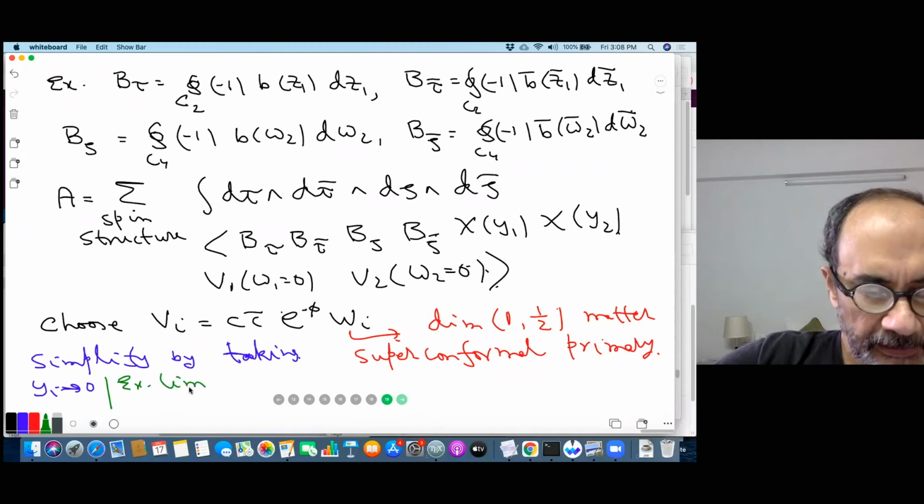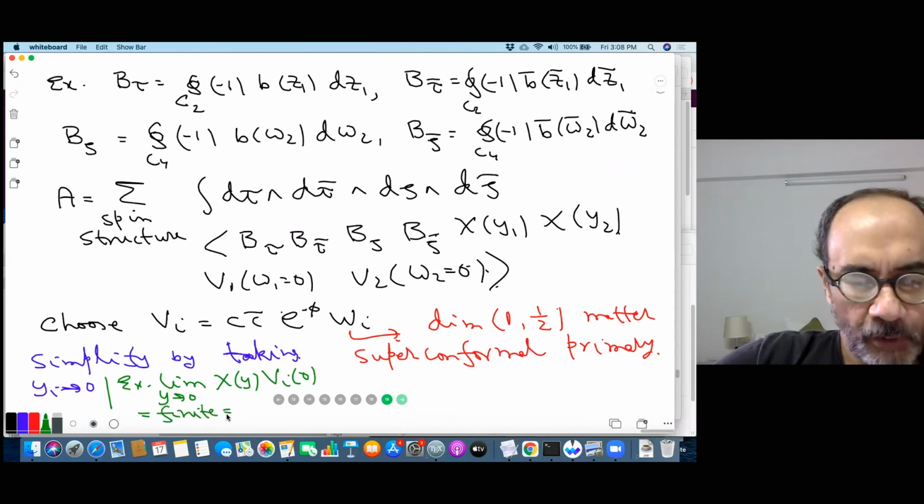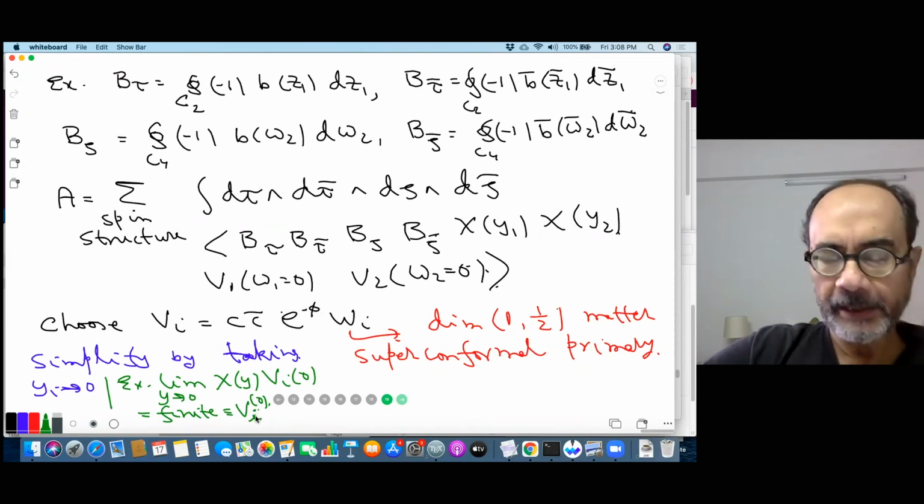That limit y goes to 0 is finite, which I'll call VI0 for now. So this is a zero picture vertex operator. This is what people normally refer to as the zero picture vertex operator.